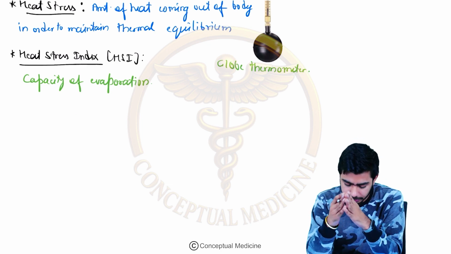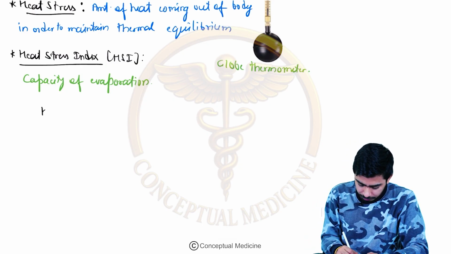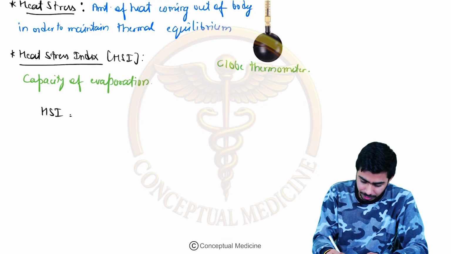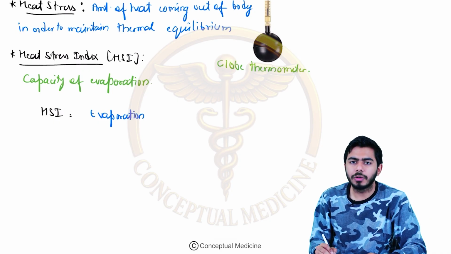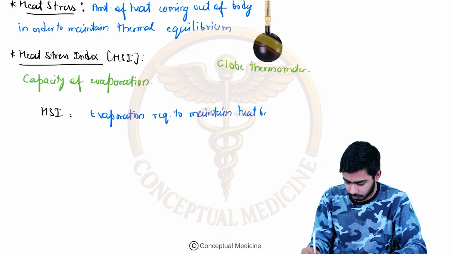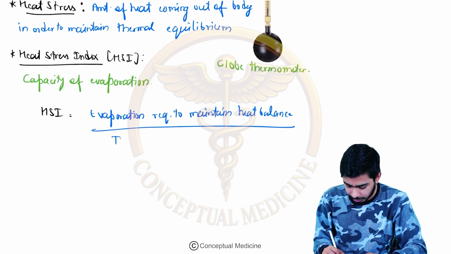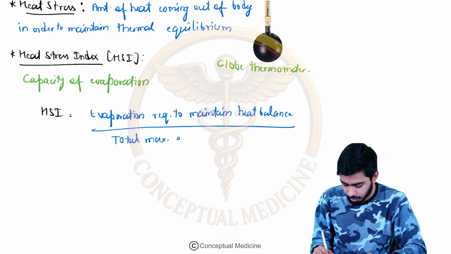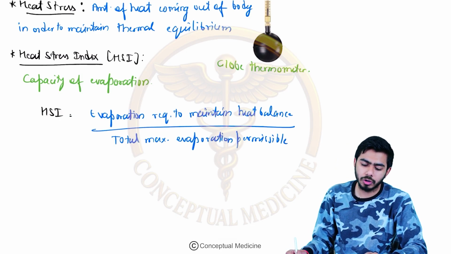So once we have talked about the heat stress index, which is the capacity of evaporation, now we shall move on to the formula of the heat stress index. Sometimes they ask us the formula. Basically, it is the evaporation required to maintain heat balance, divided by the total maximum evaporation that is permissible for the body. This is the heat stress index or HSI, right?